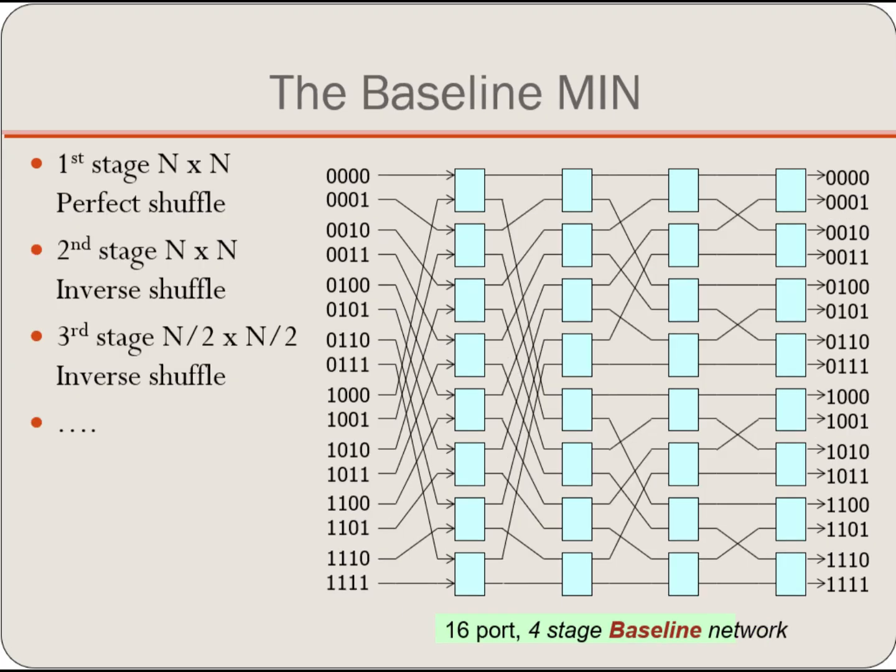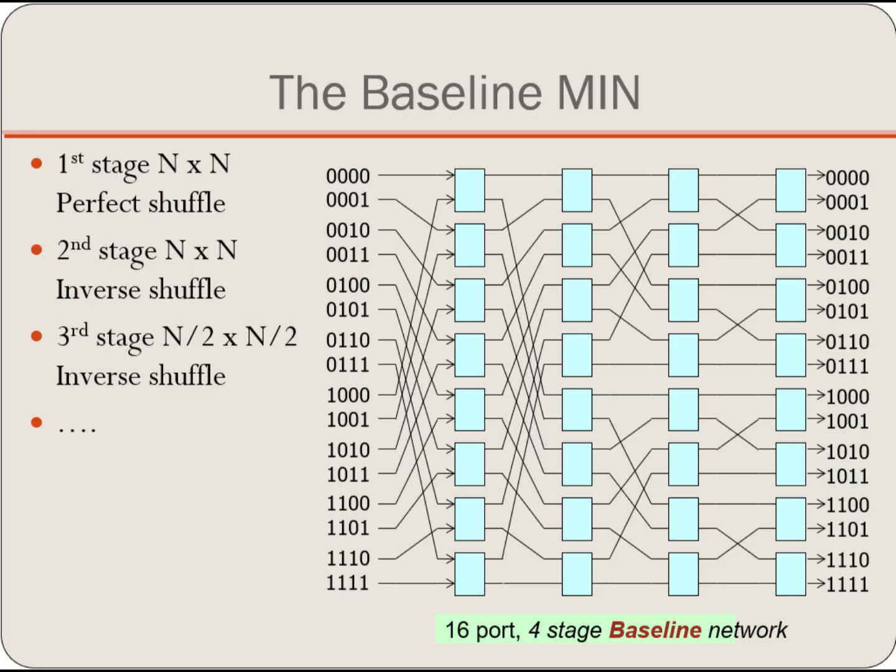Another kind of connection or pattern can be used to construct what we call the baseline network. The first stage is a perfect shuffle, and then the other stages are inverse shuffles, but in a different way. The second stage is the whole n by n inverse shuffle. The third stage becomes half, so you have 2 inverse shuffles, each half the size of the original.